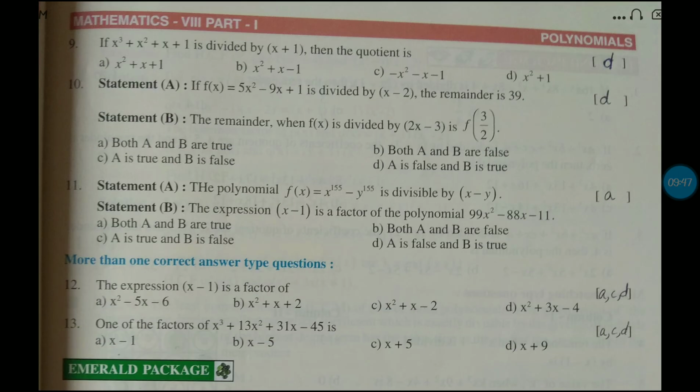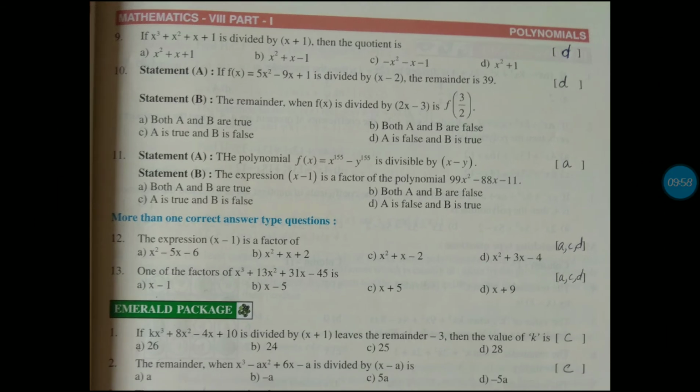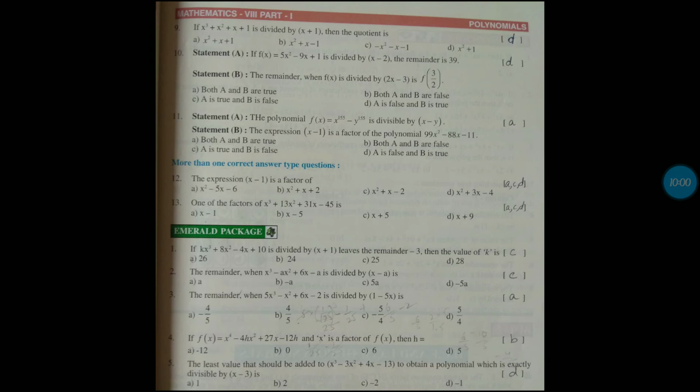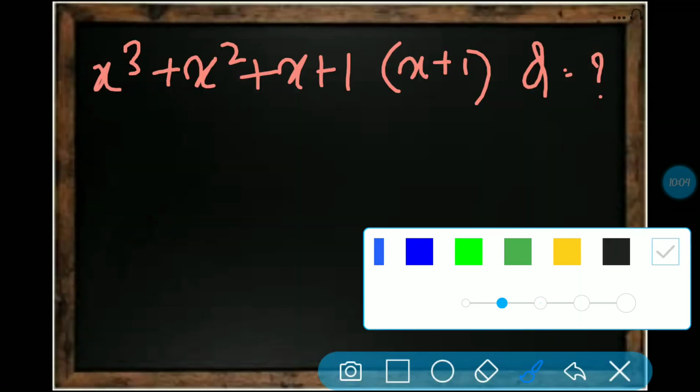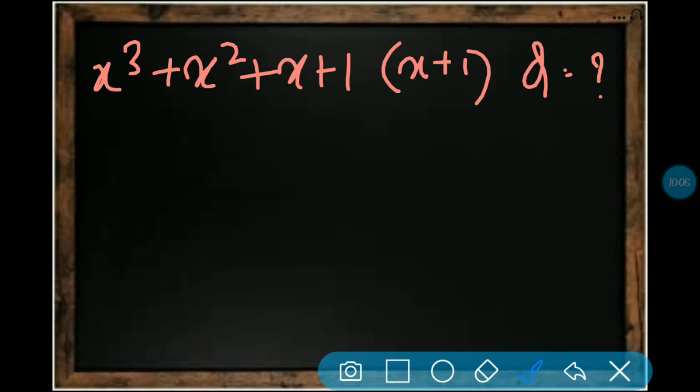Now we will see the ninth question. If x cube plus x square plus x plus 1 is divided by x plus 1, then what is the coefficient of this? So this one I will solve it. So this is the given data there. As you can see, x cube, this one is the given data. It is divided by x plus 1. You have to find the coefficient of it.